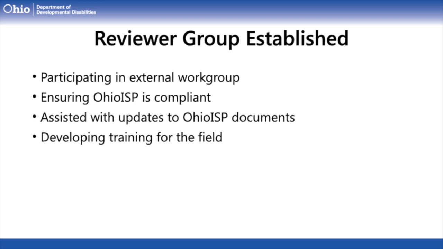After the assessment was tested, the reviewer group was established. The goal of this group was to ensure that Ohio ISP is compliant, to assist with updates to the Ohio ISP documents, and to develop training for the field. The group was formed based on conversations and requests from the external work group because they wanted to make sure the new plan met all areas of compliance.